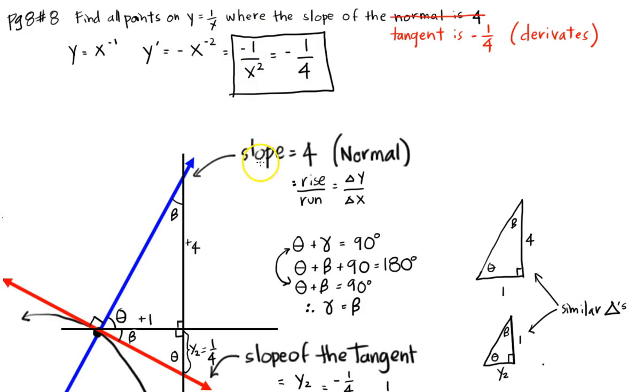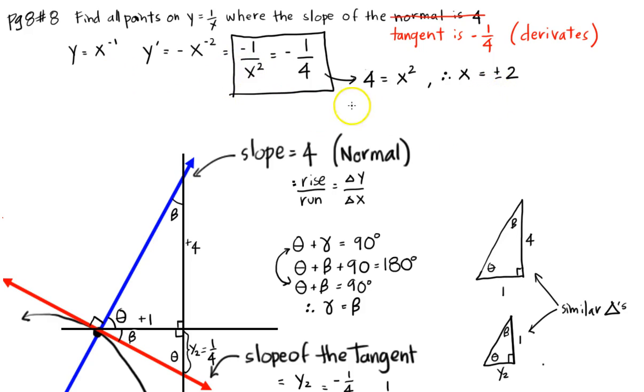Here we go. So what do I get? Well, let's just do a little math. You bring the 4 up, you bring the x squared up, you're going to get 4 equals x squared. The negatives cancel, and therefore, x is equal to ±2. I have two spots where I will have that slope.